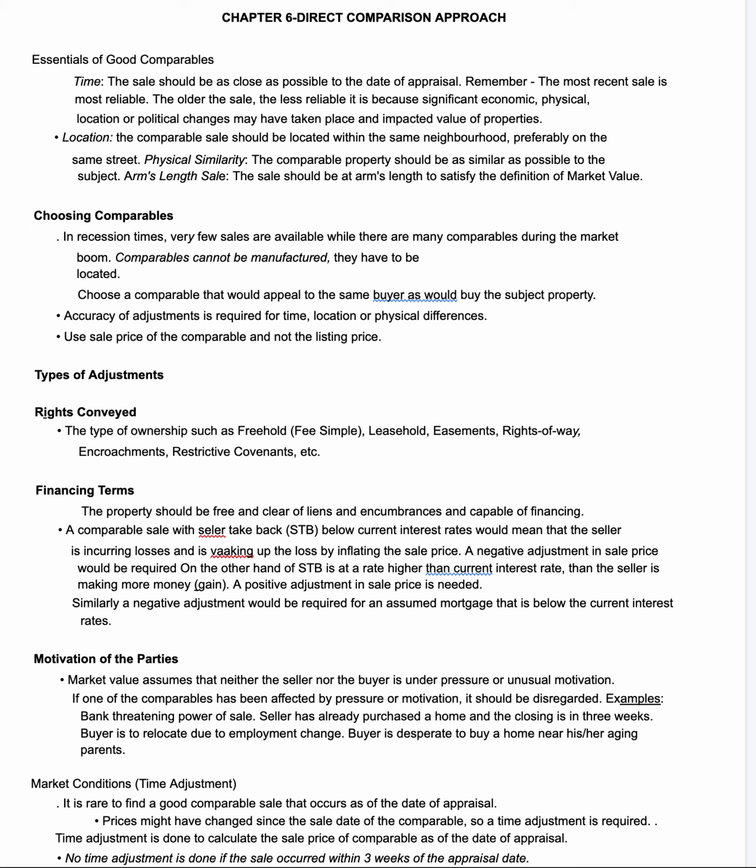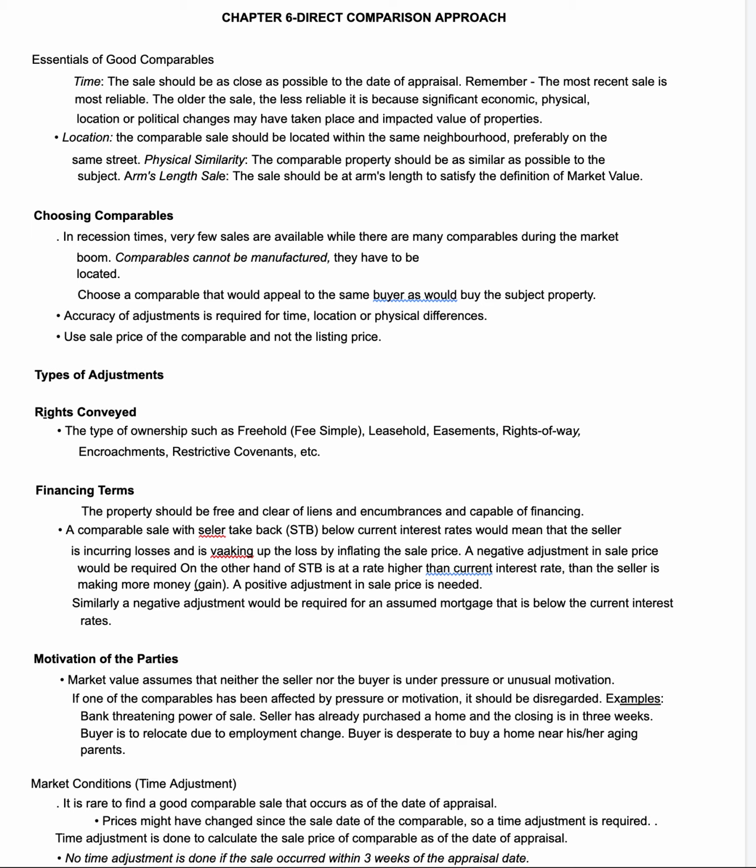Essentials of good comparable sales. In selecting a comparable sale, you need to ensure that it possesses four basic qualities. The sale should be as close as possible to the date of valuation. The older the sale, the less reliable it is likely to be, especially if significant economic, physical, location, or political changes have taken place between the date of the comparable sale and the date of valuation. It is the difficulty of being able to accurately assess and quantify the dollar impact of any changes that makes the dated sale less reliable.